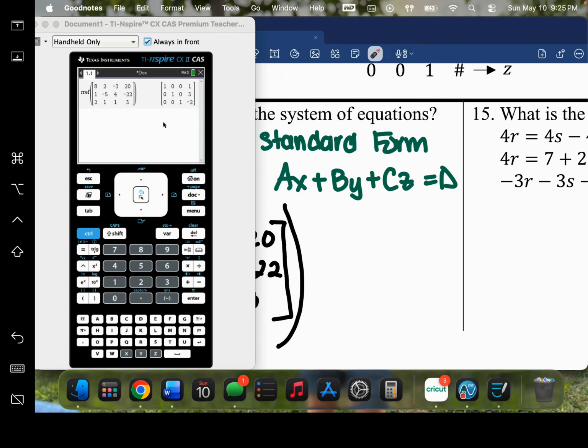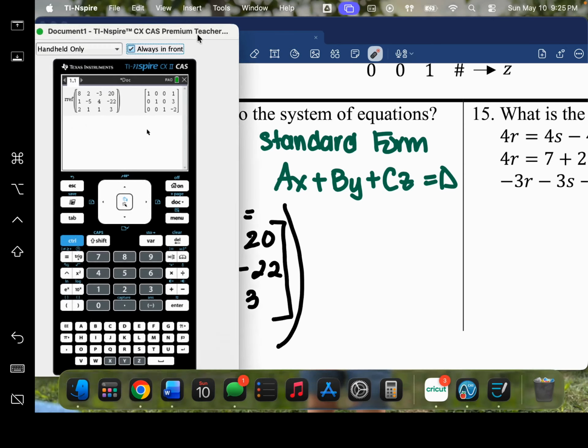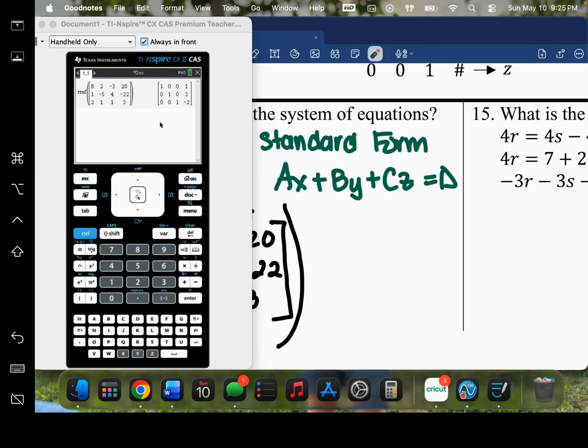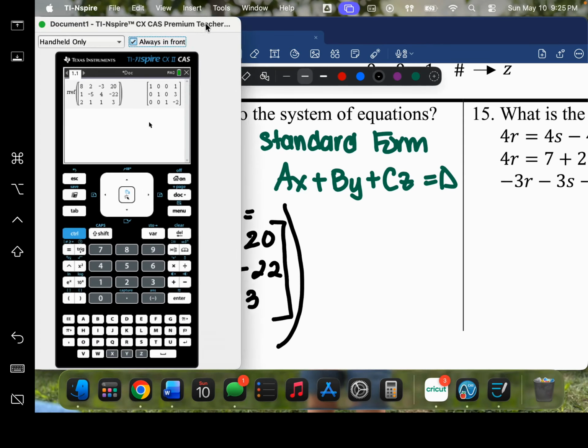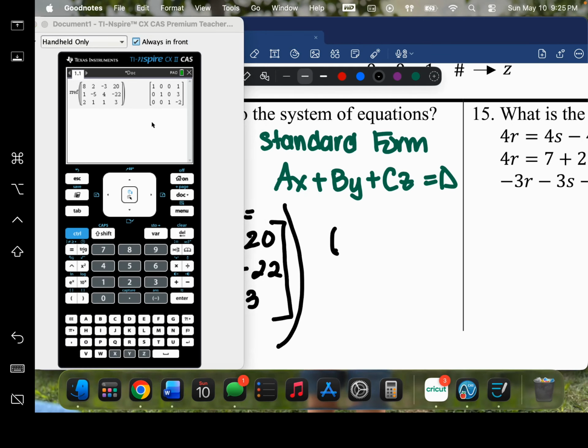We have an x value of... there it is. 1, 3, -2. So this was the x, this was the y, and this was the z.